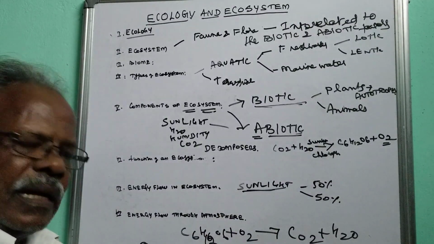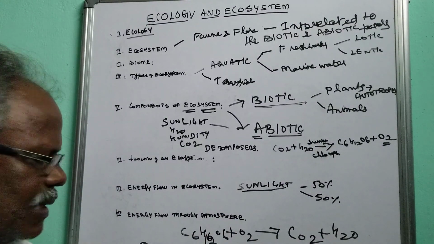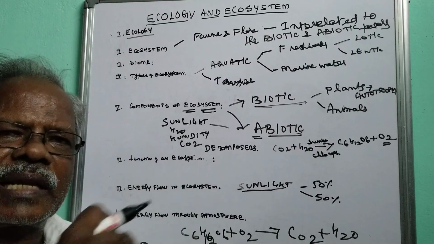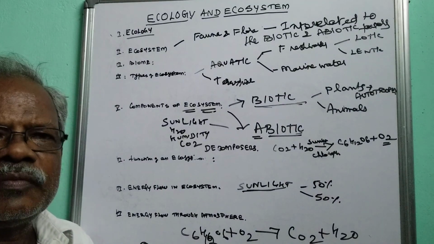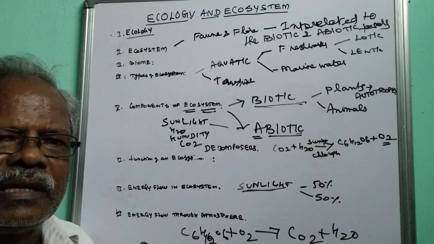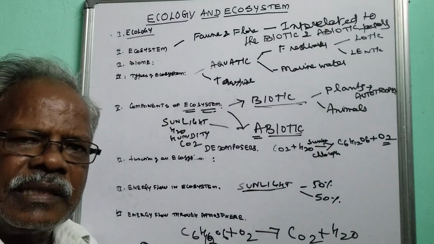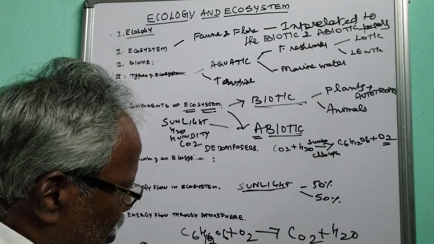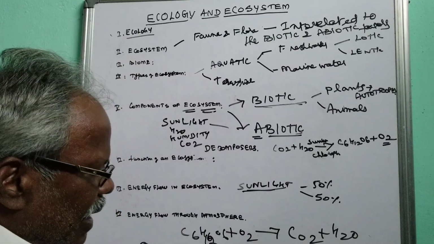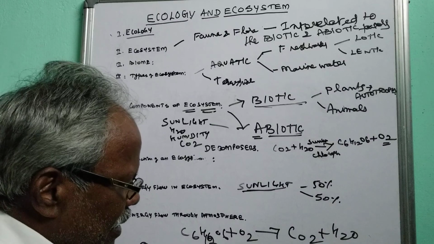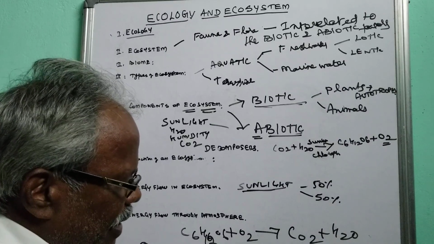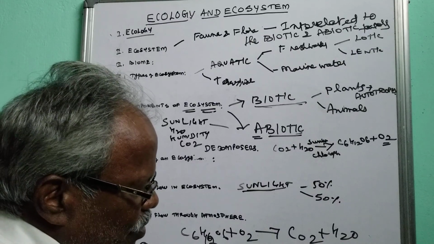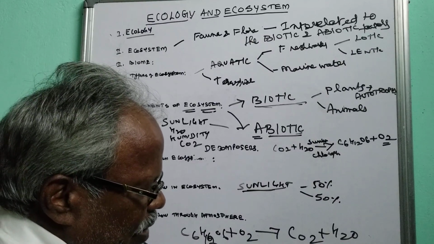The second thing is, when energy flows from one level to another level, that is called a trophic level. When energy flows from one level to another, there is loss of energy in the form of heat. That is from producer, the plant, to the consumer: primary consumer, secondary consumer, and then tertiary consumer.